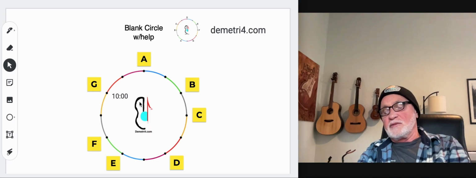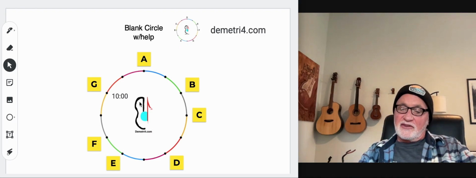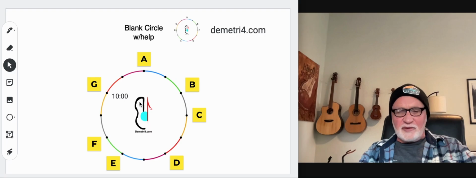Okay, super important to understand. The major scale consists of two major tetrachords separated by a whole step. That's what we're trying to accomplish. We're building major scales, so we need two major tetrachords separated by a whole step.